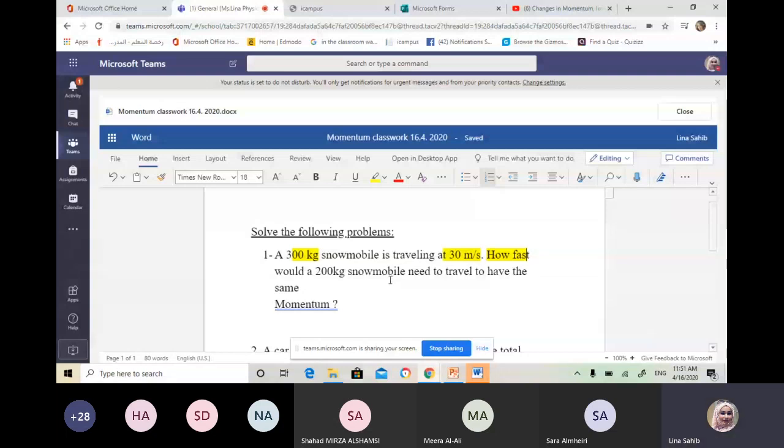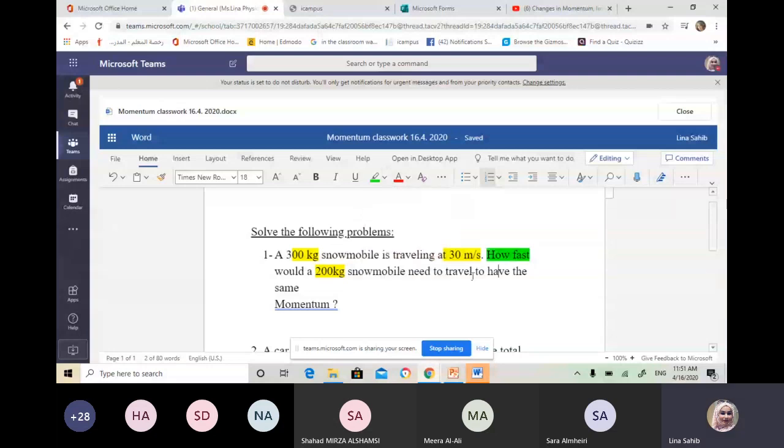How fast with the 200 and the two masses? One is 300 and one is 200, okay? I have two balls. The first one has a velocity, mass and velocity. The second one has only mass. I need the velocity for it. Let me make it in another color. I need the velocity for it, okay?